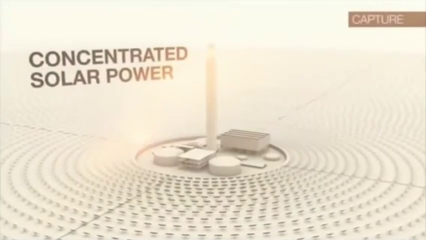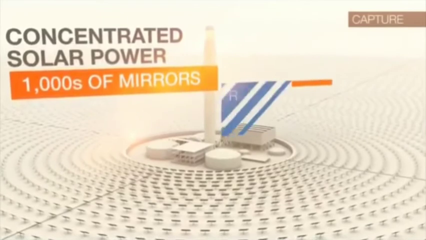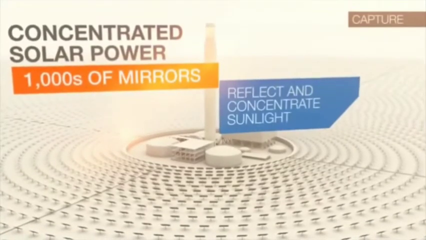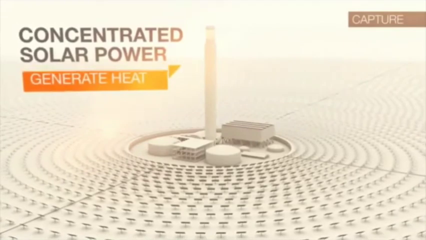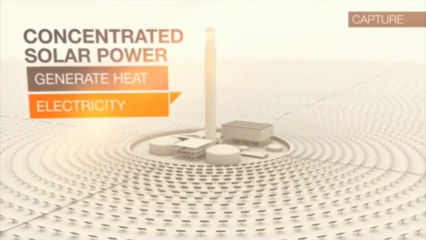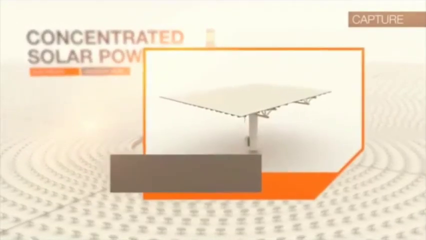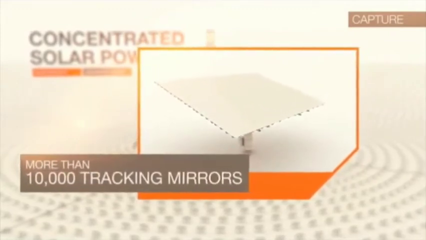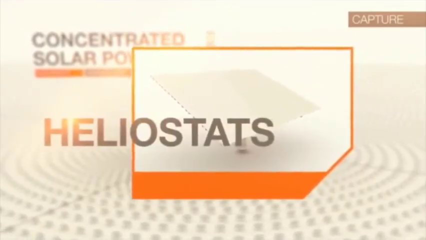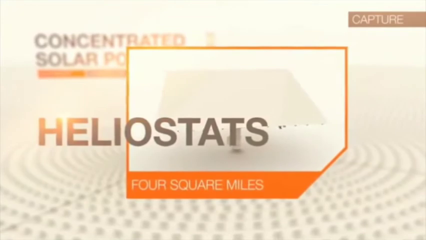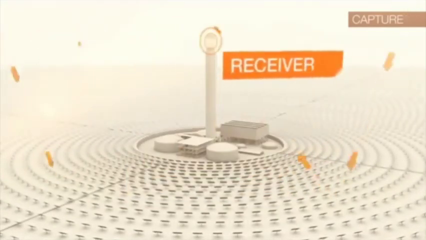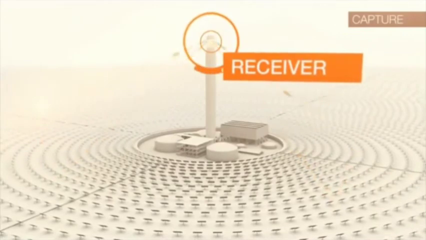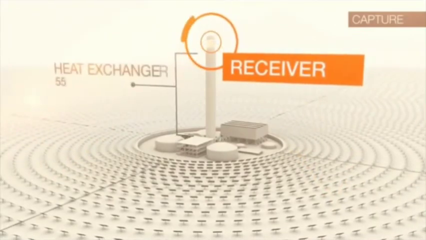Concentrated solar power uses thousands of mirrors to reflect and concentrate sunlight onto a central point to generate heat, which in turn is used to generate electricity. More than 10,000 tracking mirrors called heliostats reside in a 4 square mile field where they reflect and concentrate sunlight onto a large heat exchanger called a receiver that sits on top of a 550-foot tower.